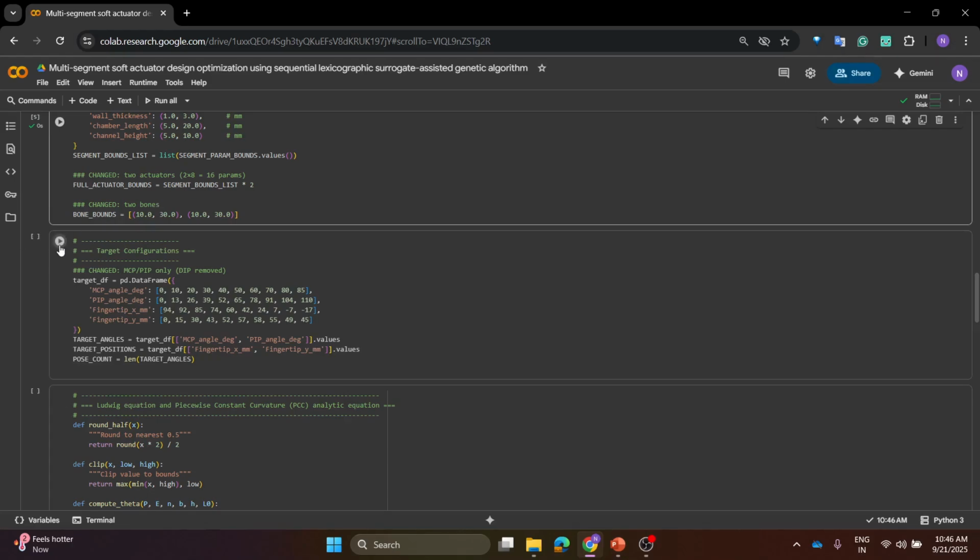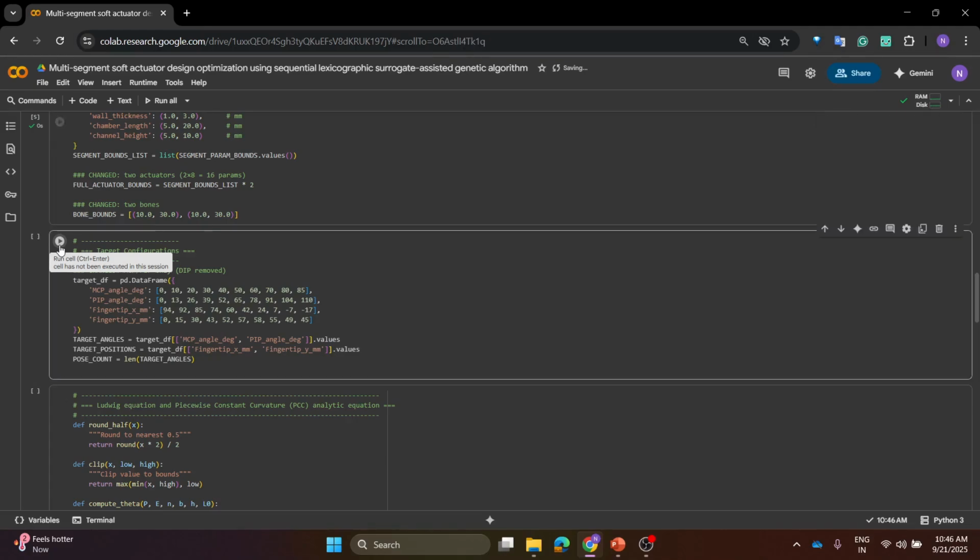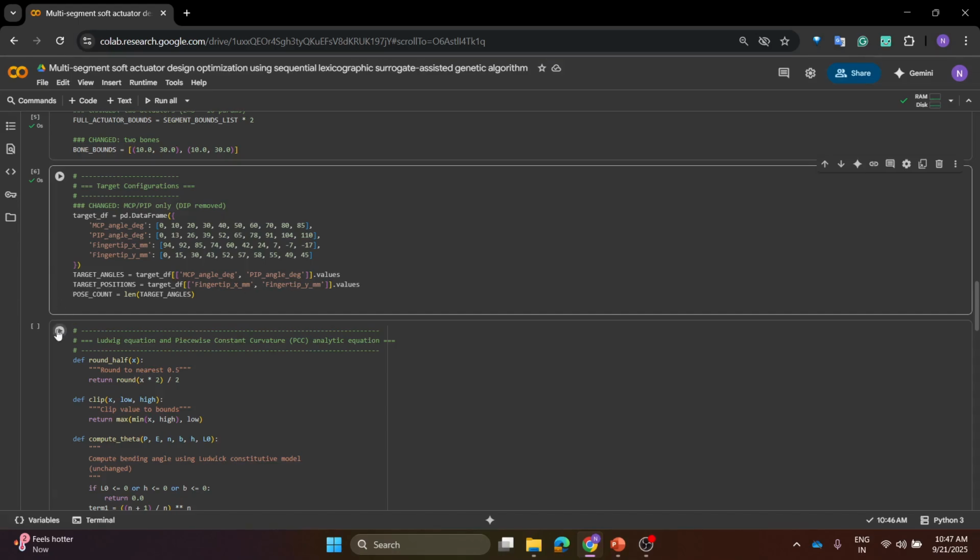These are the target configurations here. So like the MCP angle target configurations, the fingertip end positions. And here these are across multiple poses. So like the 0 degree will be at the initial position of the finger, and as we are progressing more, we are going towards the more bended position of the finger.